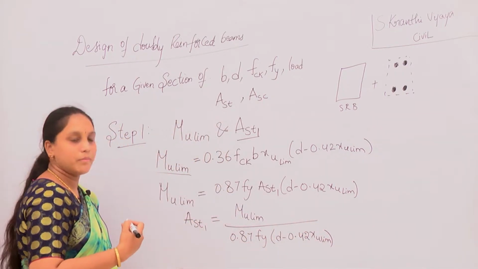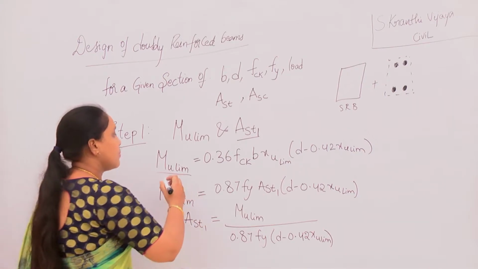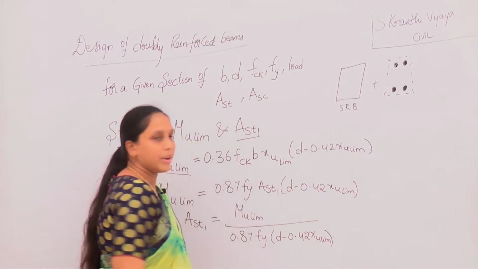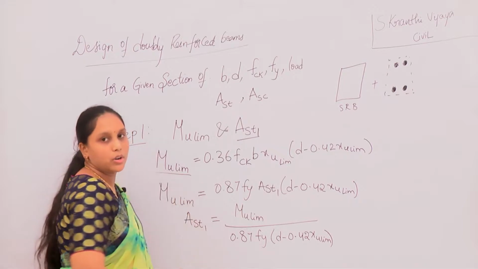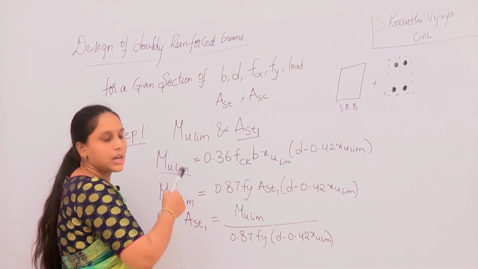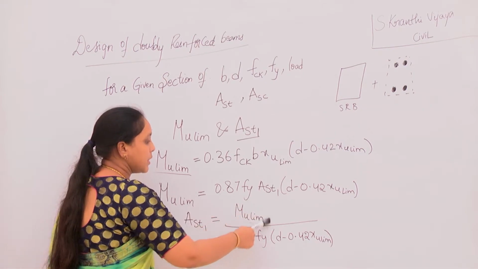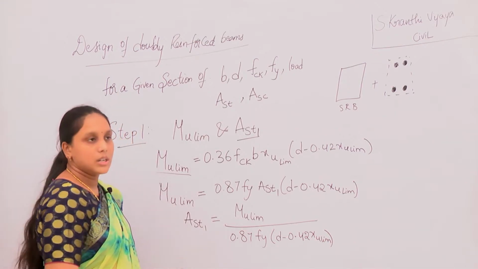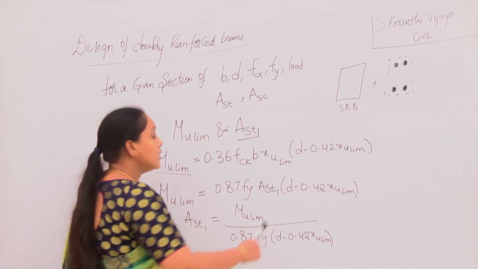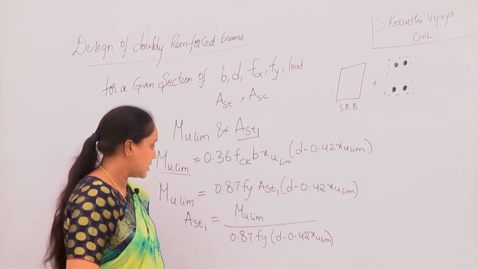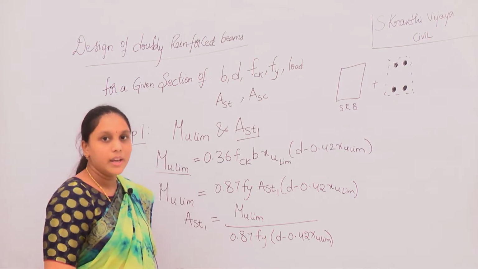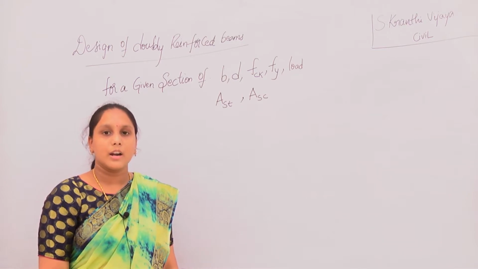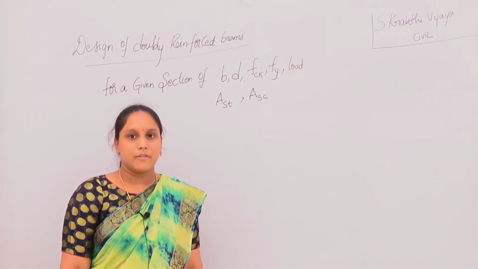So from the equation MU limit is 0.36 FCK B into XU limit into D minus 0.42 XU limit, you can calculate the limiting moment of resistance, and substituting this limiting moment of resistance in the particular equation, you can find out the area of the steel reinforcement for the singly reinforced beam section, that is, AST1. So now we have seen how to calculate the limiting moment and the corresponding area of the steel reinforcement.